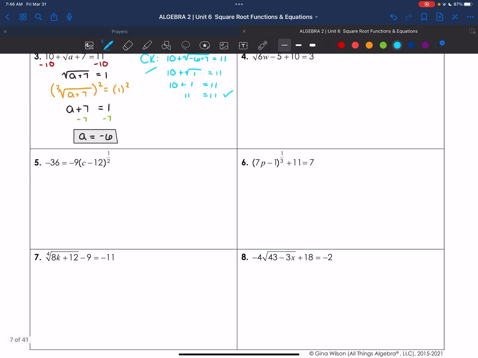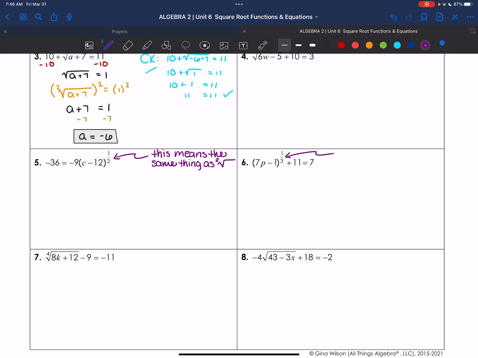Now, what we've got here is something just a little bit different, and so I want to make you aware of what this little fraction exponent means. This means the same thing as taking the square, or that second root, because what is in the denominator is a 2. That would be a square root.